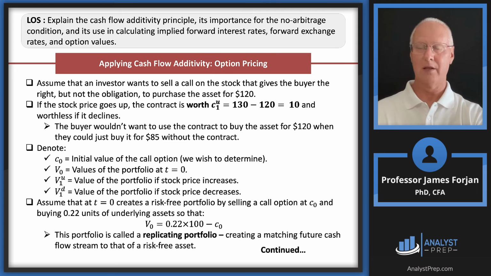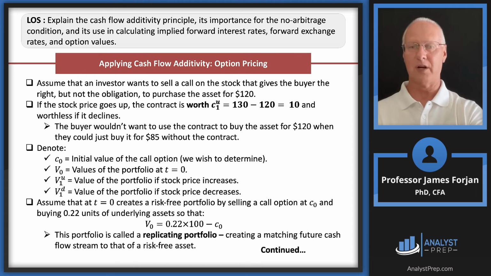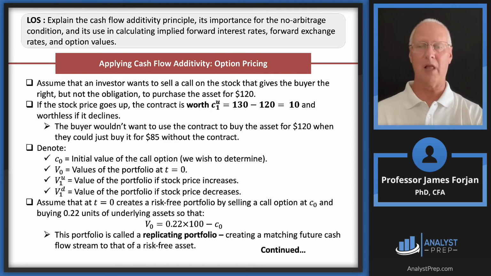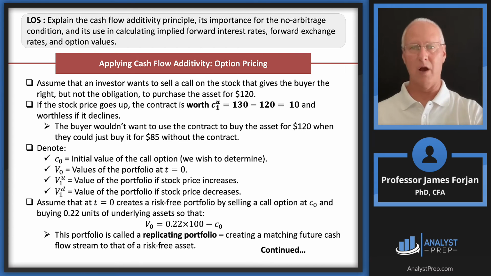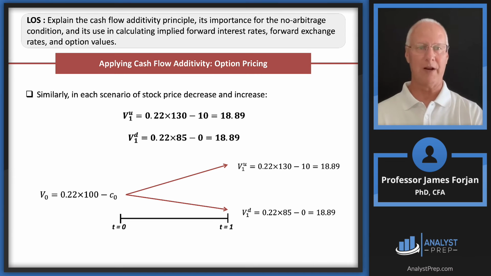I'm going to buy 0.22 units of a share of stock that sells at $100, right? That was from the previous slide. And then I subtract out the call price, right? So think about this risk-free portfolio. I'm owning the stock and I'm writing the call option. I'm selling the call option. Did I say that earlier? Writing the option and selling the option, they mean the same thing. This is called a replicating portfolio, which relies on this notion of cash flow additivity. All right, so you ready for this?